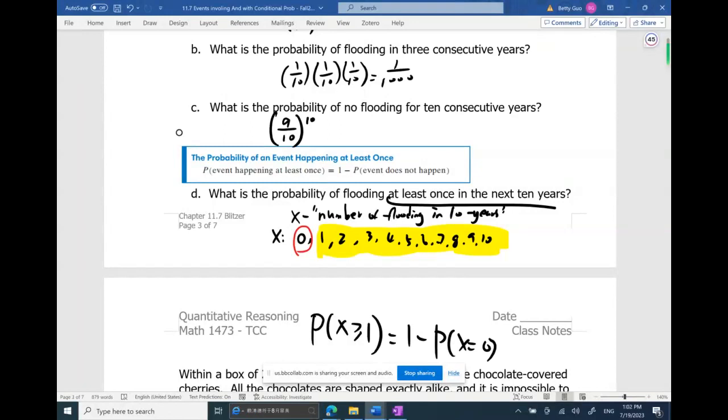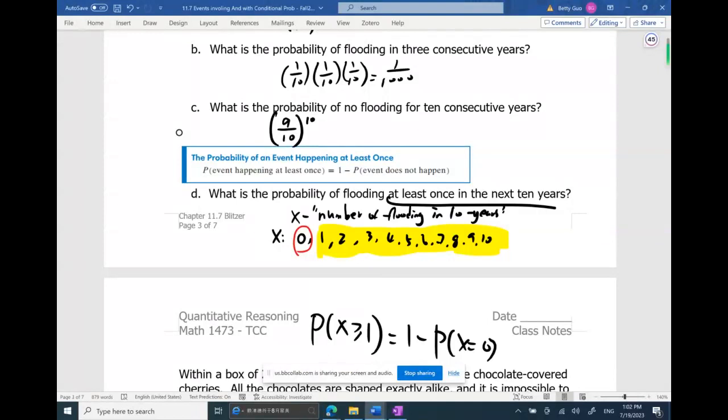Then the complement would be x equals 0, no flood at all. None of the years has a flooding. So we can find the probability of no flooding and then use 1 minus the probability of no flooding over 10 years. And the result would be at least one flooding in the next 10 years.